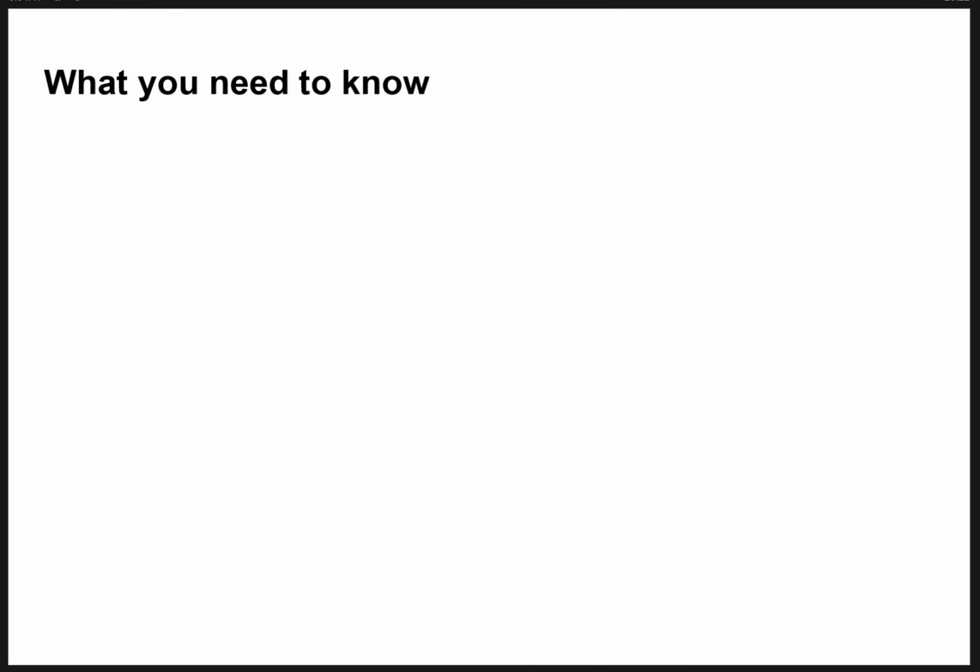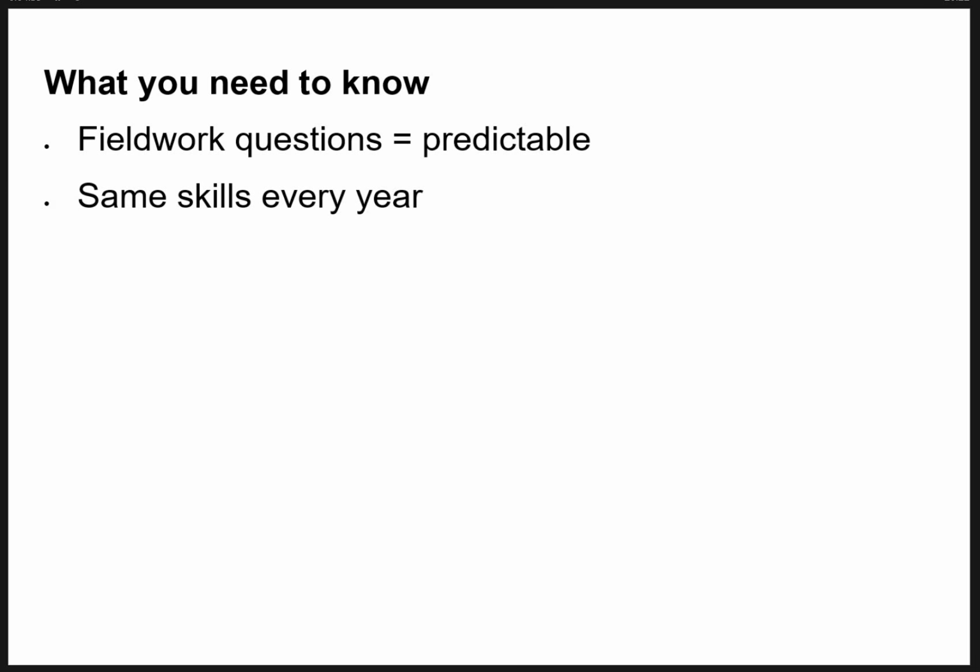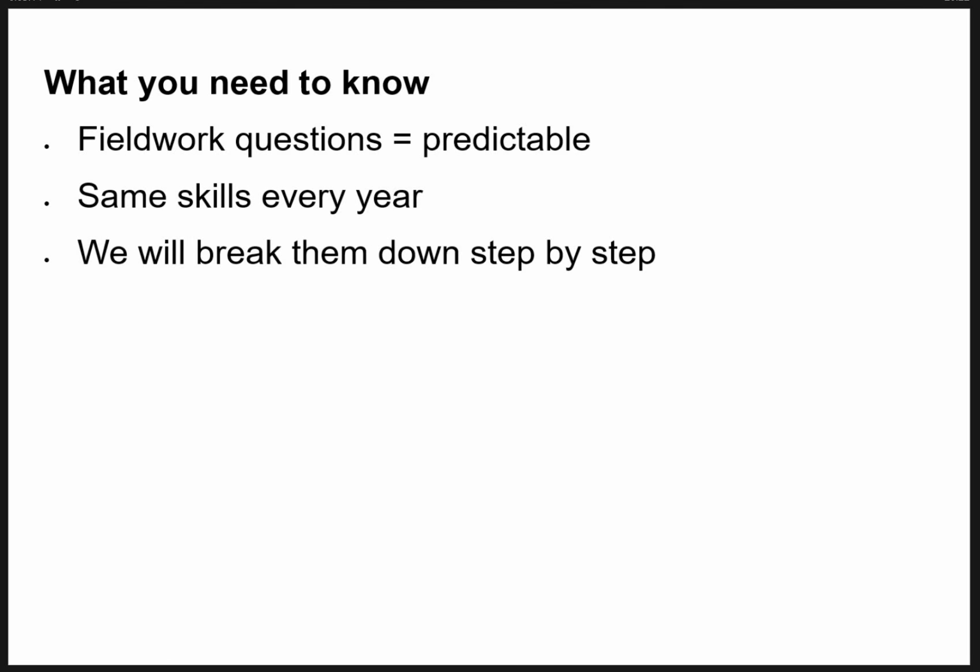Okay, some things you need to know. First of all, the fieldwork questions in exam papers for this paper 2 are largely predictable. There is a lot to predict, but nothing is a surprise. What you will need and what geographers need is the same skills. It doesn't matter what the paper is really. So what we need to do is make sure that we're looking at the full breadth of types of questions that the examiners ask for. We'll break them down step by step.